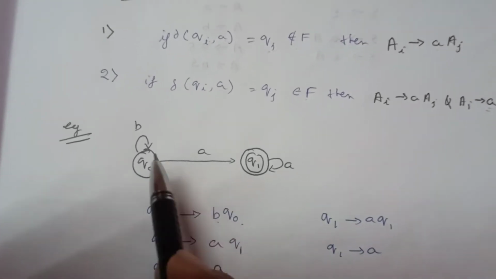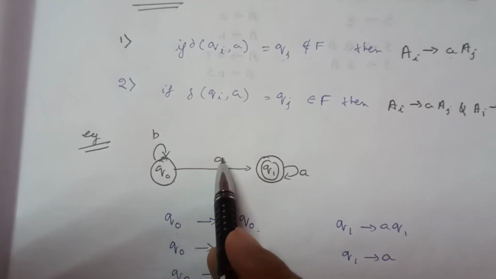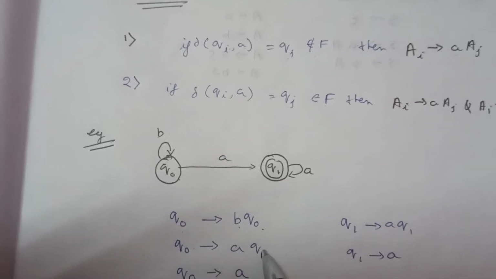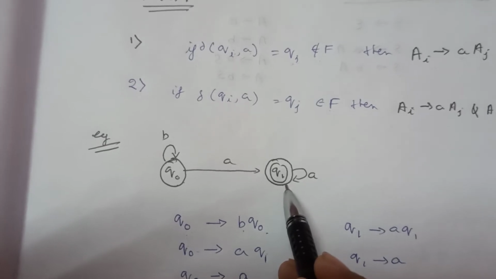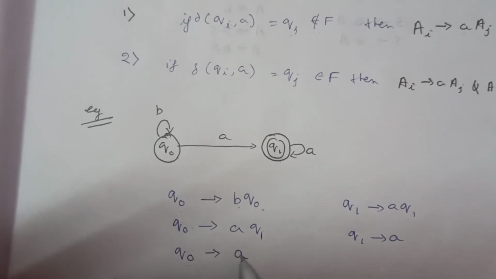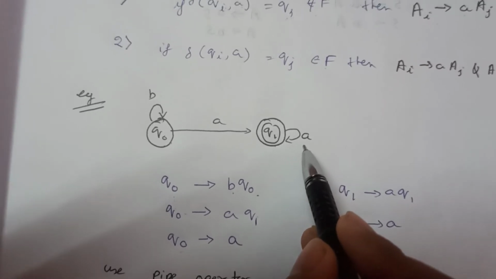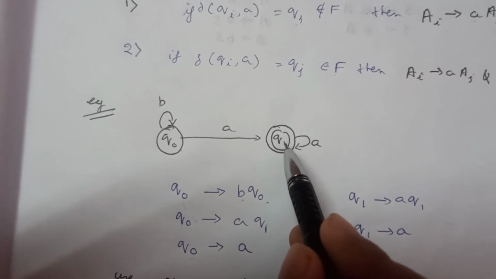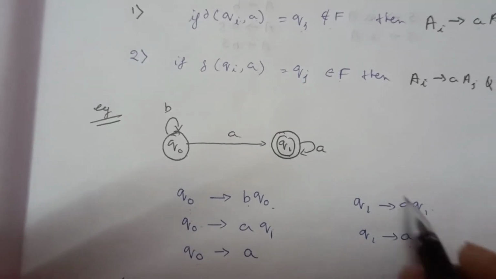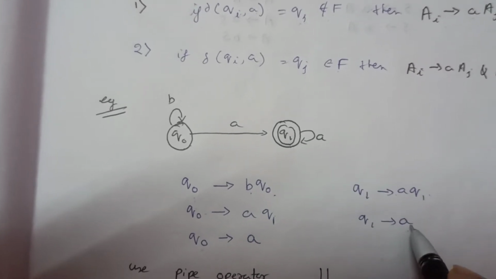Okay, again see, there is also another transition: q naught is the starting state, and after getting input symbol a it reaches q1. So q naught to a q1, and is q1 a final state? Yes, q1 is a final state. Then there will also be another production rule, q naught to a. Also for q1, let's check: from q1 if it receives input a, it again goes to q1, and q1 is a final state. So there will be two production rules, q1 to a q1 and q1 to a. So if the state we are reaching is a final state, then only the terminal is also present on the right side.